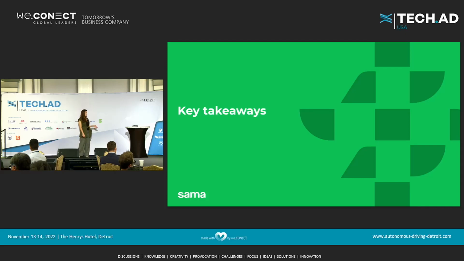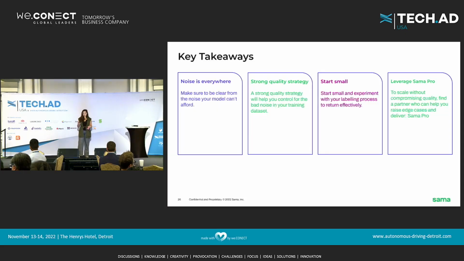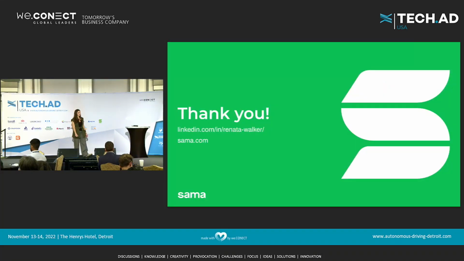And I'm going to wrap it up. Key takeaways, and then open for questions. So the first one will be noises everywhere. You have to make sure that you know how to treat the noise and have the right quality strategies to ensure that the wrong noise does not get to your training data. Start small, experiment with the process, and be effective at what you do and how you do it. And then leverage a third-party tool or service like Sama Pro to scale without compromising on that quality. And that's it. Thank you.